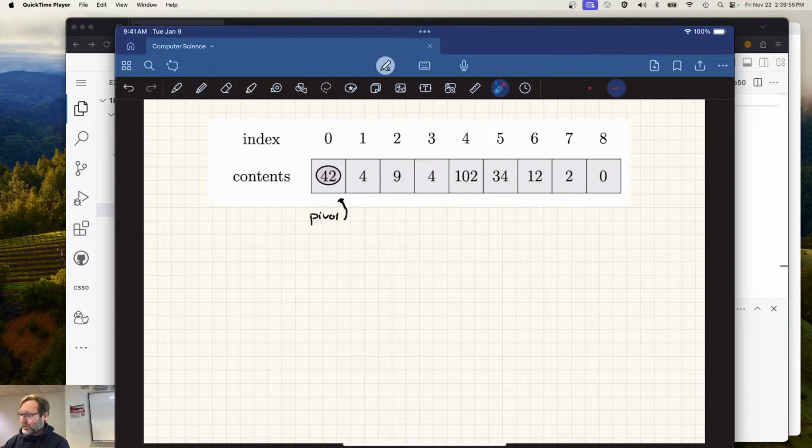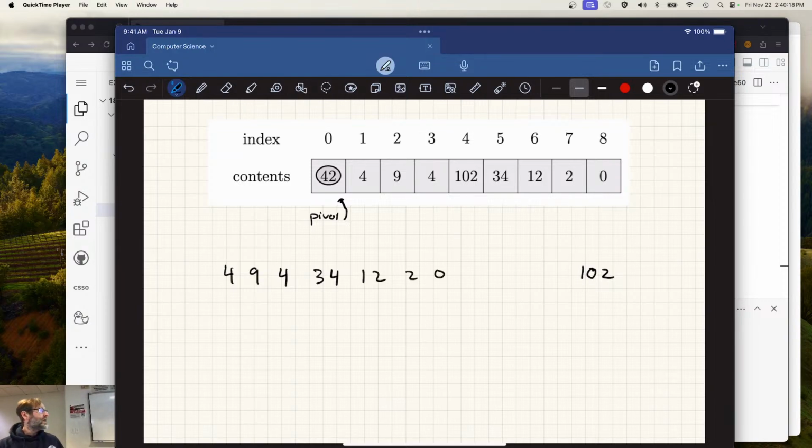So let's go through this. 4, 9, 4. All those things are less than 42. When I get to 102, though, that's greater than this pivot element over here. So I'm going to shove it over to the right, 102. There we go. 34 is less, so I'll put it over here. 12 and 2 and 0 are all lefts.